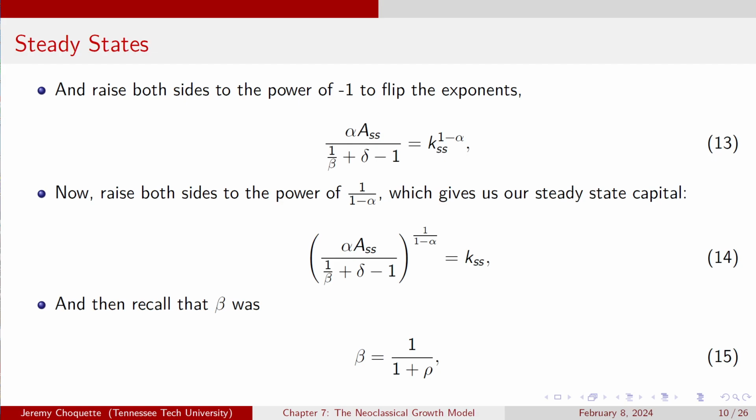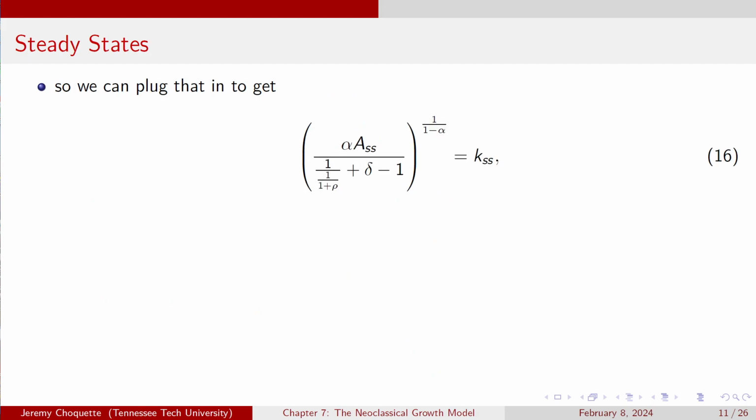What about rho, though? If rho goes up, what does that mean? Well, rho is a measure of how impatient we are. So if rho goes up, we get more impatient, and then because of fractions, if rho goes up, beta gets smaller, beta goes down. Okay, cool. So I'm going to plug that in.